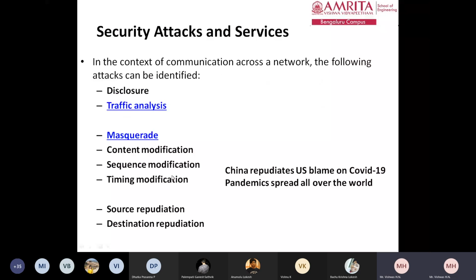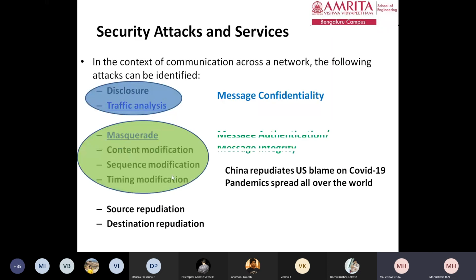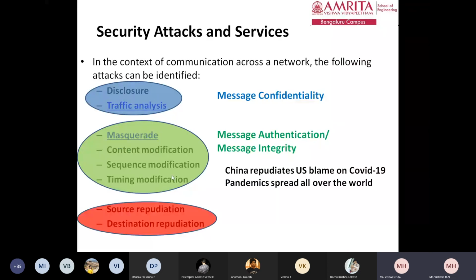Security attacks and services, yes. After digital signature, we will get into the security attacks and services. So basically, in the context of communication across a network, the following attacks can be identified. The first one: the disclosure and traffic analysis is considered to be message confidentiality. So I will not go through this slide for this topic alone. I will tell you there are three broad categories: authentication, confidentiality, and integrity.